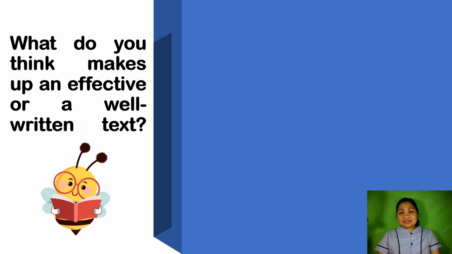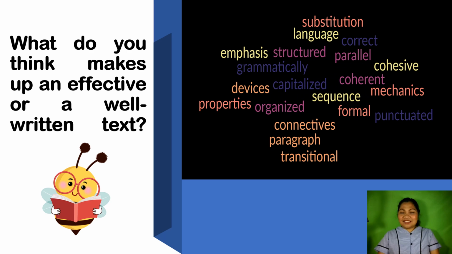Now, what do you think makes up an effective or a well-written text? Can you give some words? That's right. Substitution. Some more. Language? Yes, correct. Structured? Correct. Mechanics? Yes, that's correct. Coherent? Yes. Cohesive? Yes, that's right. Devices? Yes. Transitional devices? Yes. Okay. Emphasis? Yes. Properties? Those are properties.